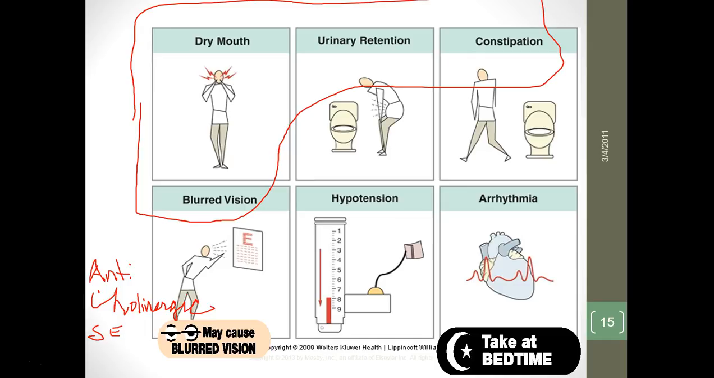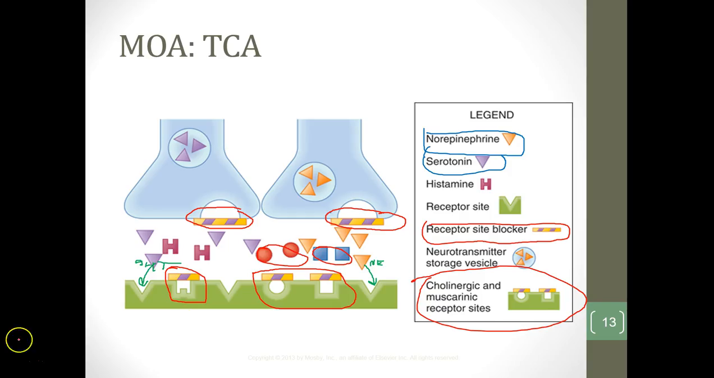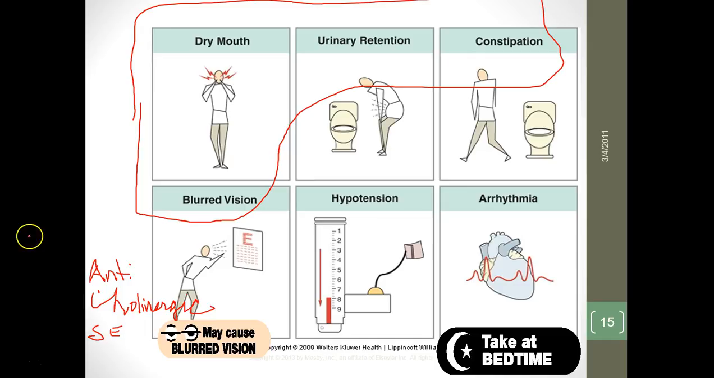Additional side effects with TCAs include hypotension and arrhythmia. They do have some drowsiness to them, so they can cause some sedation. That histamine blockade, like an antihistamine like Benadryl, can make you sleepy. Because we have that histamine blockade, it can cause that kind of effect. So sedation, and also it can cause weight gain and hypotension. So sleepiness, take at night.